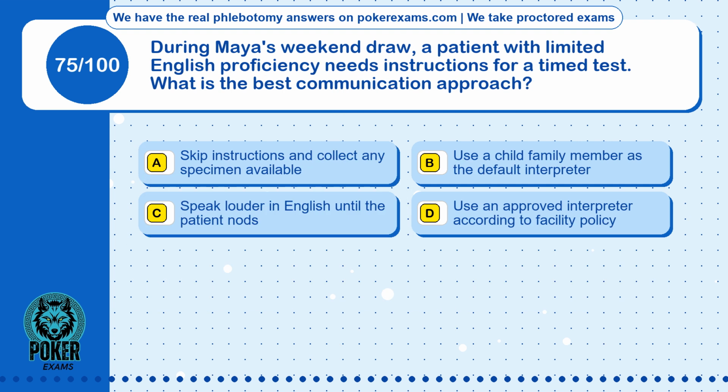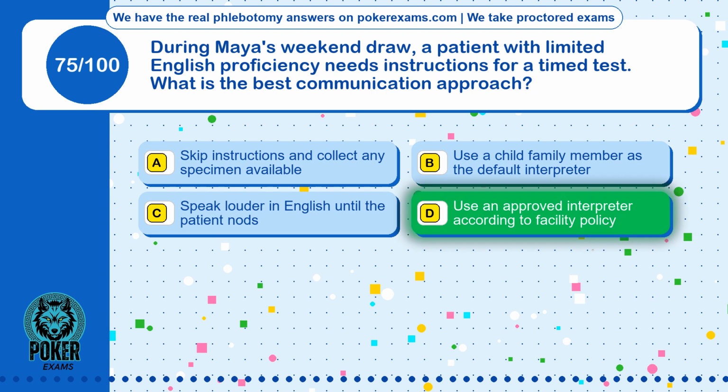Question 75. During Maya's weekend draw, a patient with limited English proficiency needs instructions for a timed test. What is the best communication approach? Option A, skip instructions and collect any specimen available. Option B, use a child family member as the default interpreter. Option C, speak louder in English until the patient nods. Option D, use an approved interpreter according to facility policy.